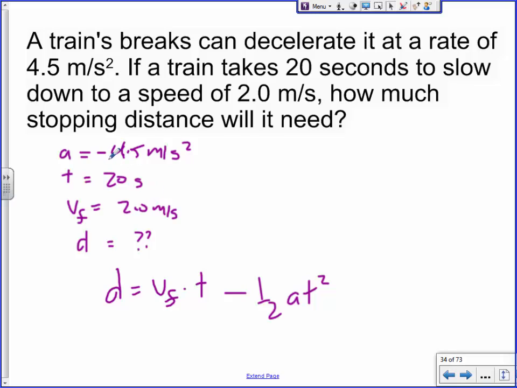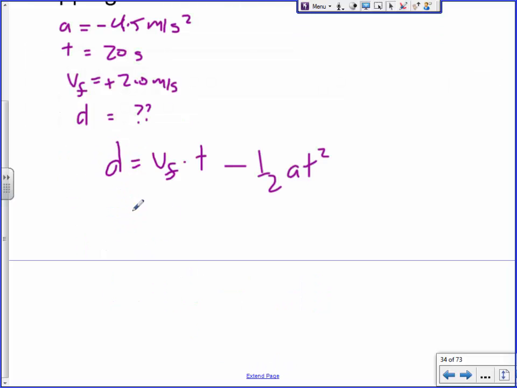This negative means we're going to try to slow down. But this 2.0 meters per second is a positive number because we are still going to be going forward when we're done. What if we wanted to be going backwards? Well, then this would then be a negative number. So if you're going forward, it's a positive number. If you're going backwards, it's a negative number. If you're speeding up, positive number. Slowing down, negative number. Does that make sense? So let's plug in some values then.